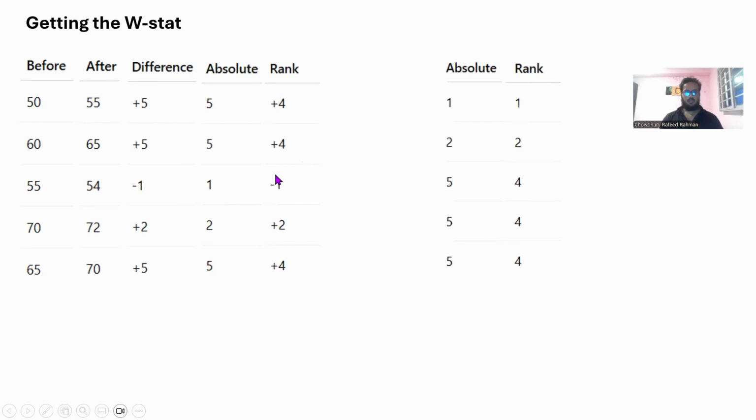And because this difference is only 1, the rank is very, very low for this as well. So what we're going to do is take the sum of the plus ranks, so 4 plus 4 plus 2 plus 4, and we are going to take the sum of the minus ranks. There is only one minus rank here, so this is going to be 1. Finally, we are going to take the minimum of these two, which is going to be equal to 1. Now you may ask why we are taking the minimum, because there is no limit to the maximum; it depends on the data set that you are working with.